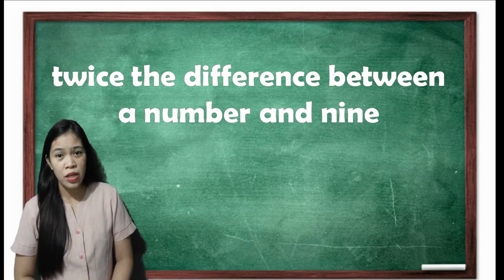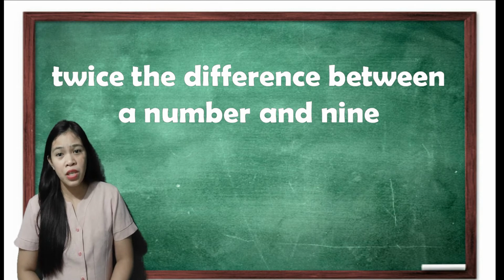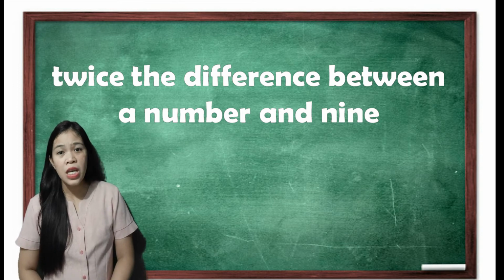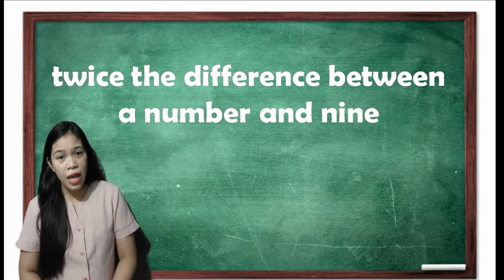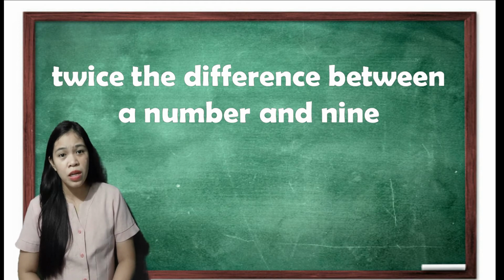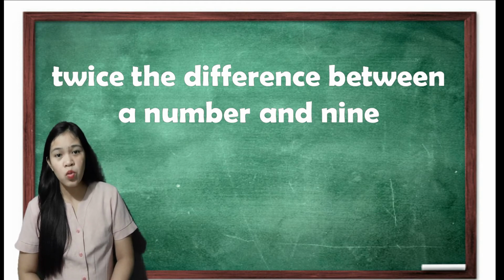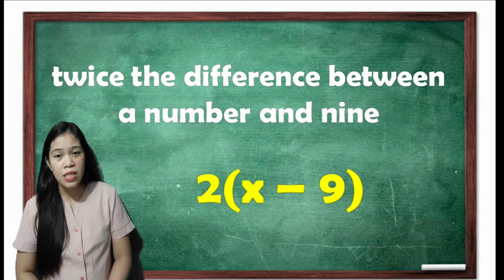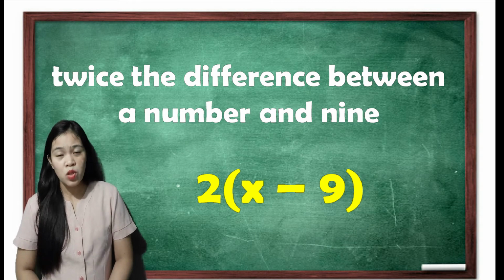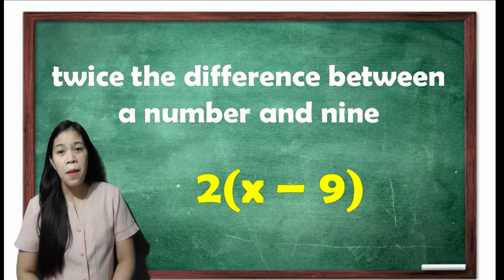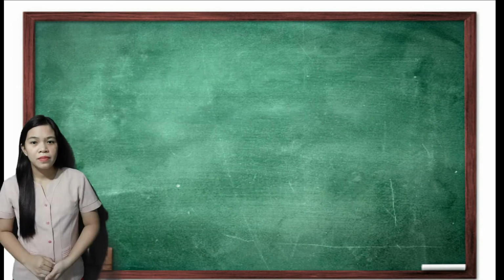And subtraction because of the word difference, meaning to say, we need to multiply the difference between a number x, which is the unknown, and 9 by 2. The answer is 2 times quantity x minus 9. Let's proceed to the third example.